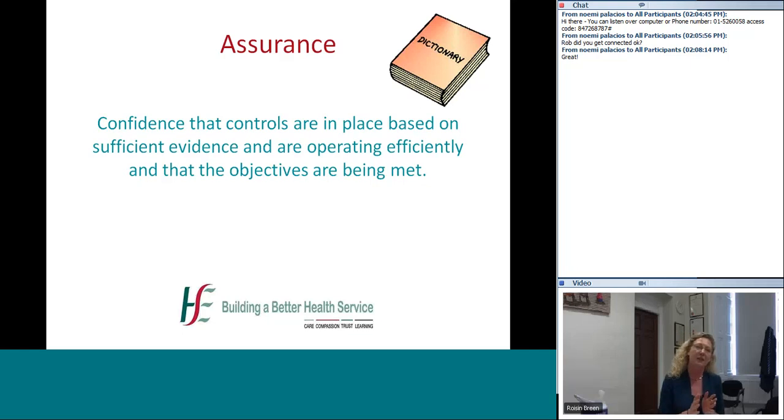And a couple of words that I'll focus on there is controls. So the controls are the policies, the standards, the risk management processes that are in place to make sure that activities that are important for the HSE to achieve its objectives of improving the health of the population of the country are in fact being adhered to. Sufficient evidence is, we will actually collect the raw evidence at site, the evidence that the controls are being adhered to or not, and we'll be able to determine then whether they're operating efficiently and that the objectives are being met. So just one more time, because it's important, we are about providing assurance, that is giving confidence that controls are in place based on sufficient evidence and are operating efficiently and that the objectives are being met.